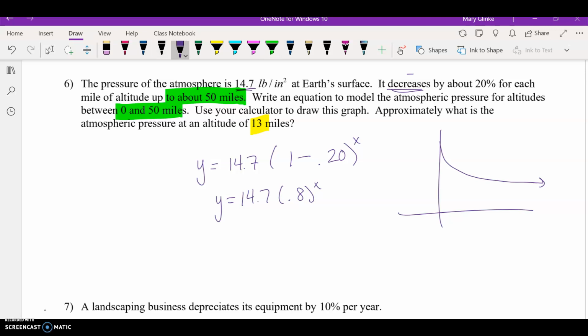So for this one, we're just going to go ahead and type in 14.7 times 0.8 to the 13th. And when you do that, you get 0.808. And our units for this one is pounds per square inch.